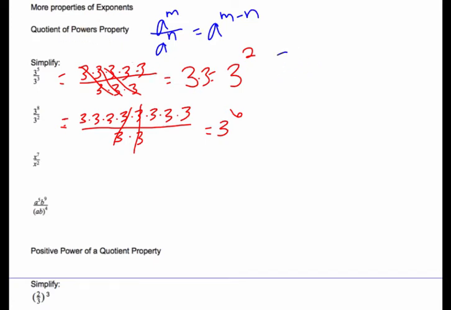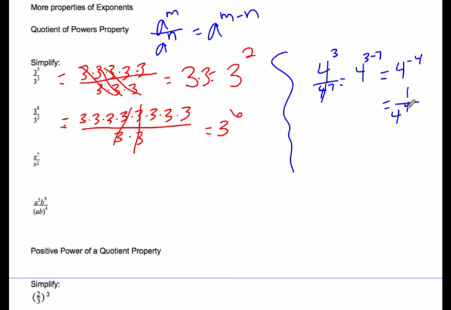Now, let me put another example over here for you. What if I had 4 to the 3rd over 4 to the 7th? If I use the rule, that would be 4 to the 3 minus 7, and 3 minus 7 is negative 4. What happens when I have a negative exponent? I cannot leave it like that. This is going to be 1 over 4 to the 4th, and if you wanted to, you could multiply that out. So if you get a negative exponent, you still just follow that rule and move that to the denominator and make the exponent positive.